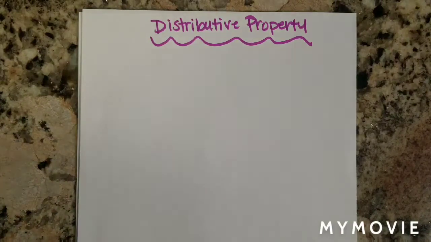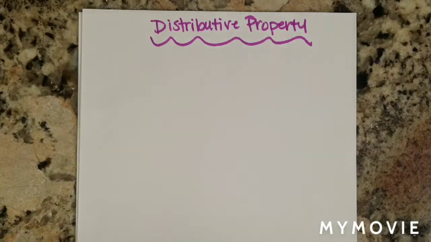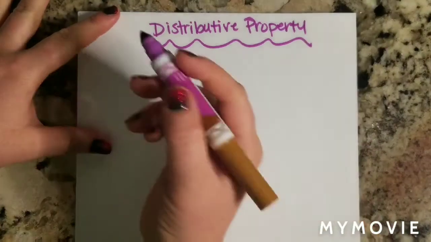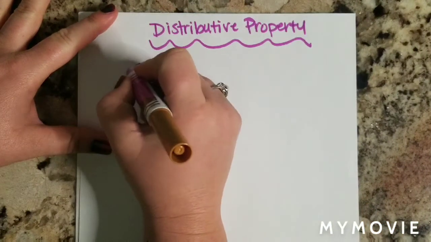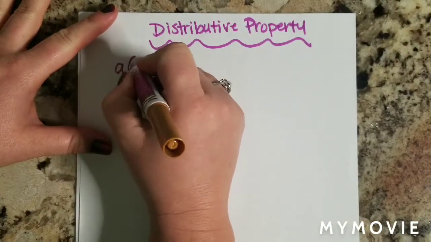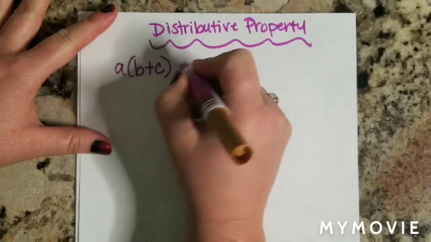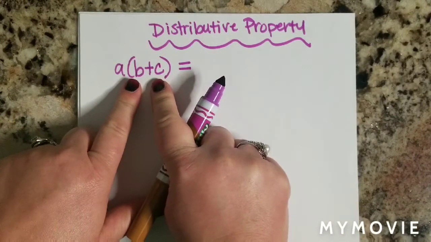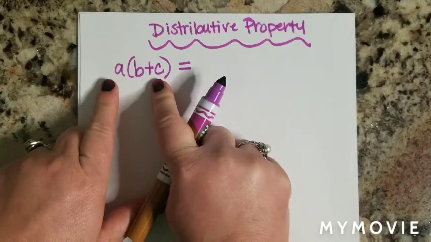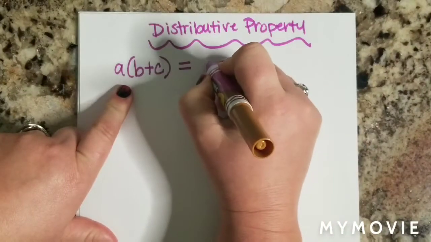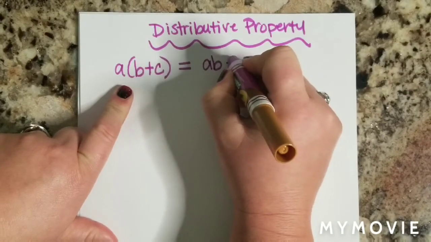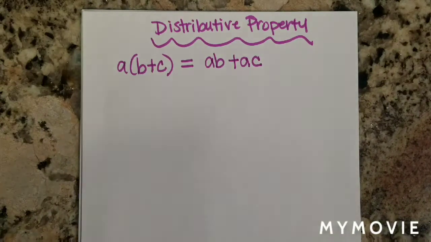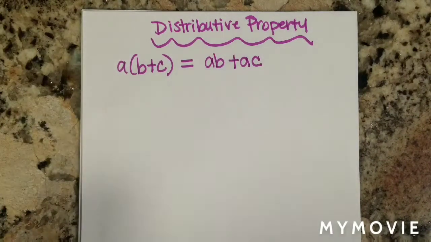Now, what does distributive property mean? Well, it means, I'm about to give you some alphabet soup, so don't freak out on me, okay? It means that if you have a group B plus C times A, that is the same thing as A times B plus A times C. I know that means absolutely nothing to you right now.